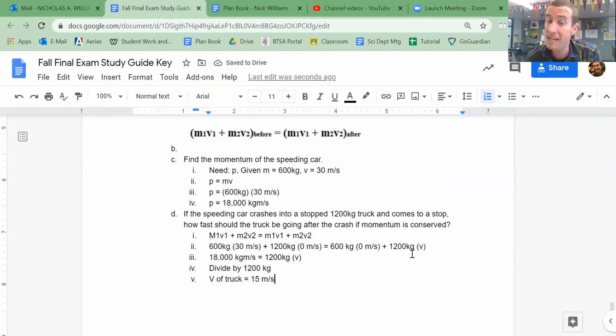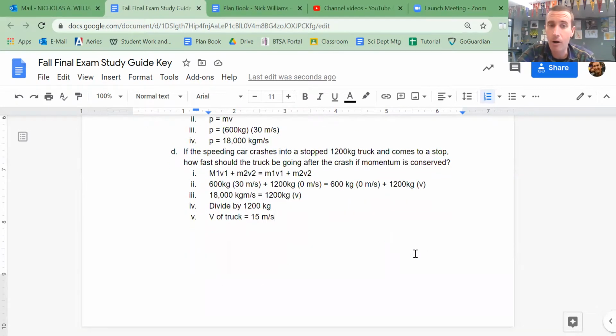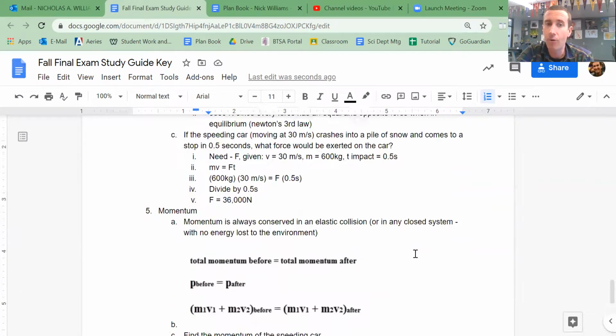The truck was twice as heavy, so it's now moving half as fast as the car was moving. So momentum is conserved, because the mass times the velocity of the objects at the beginning is equal to the mass times the velocity of the objects at the end. They balance out and we're good to go. Wonderful. So that is our momentum and force problems.